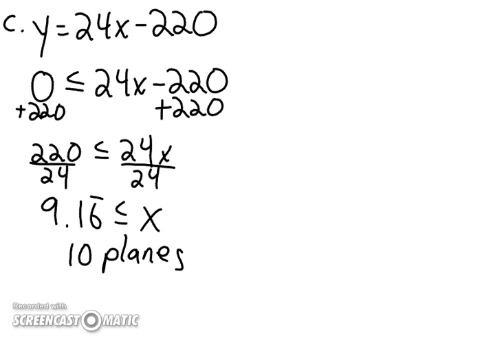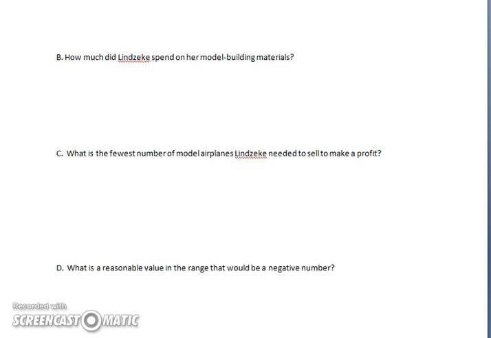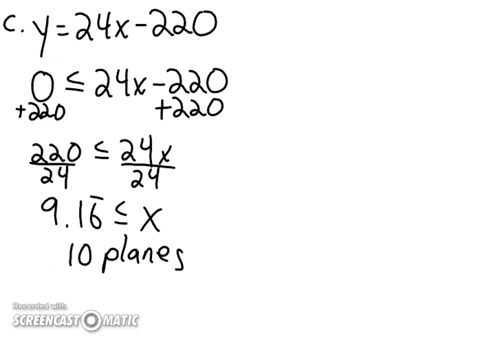We'll go to part D. And part D says, what is a reasonable value in the range that would be a negative number? In other words, what's a possible amount of money that she could lose? Well, let's start right off. If she sold no planes, we've already talked about this actually. If she sold no planes, a negative number in the range would be negative 220. She would lose $220. And that's good enough for what they're asking for.